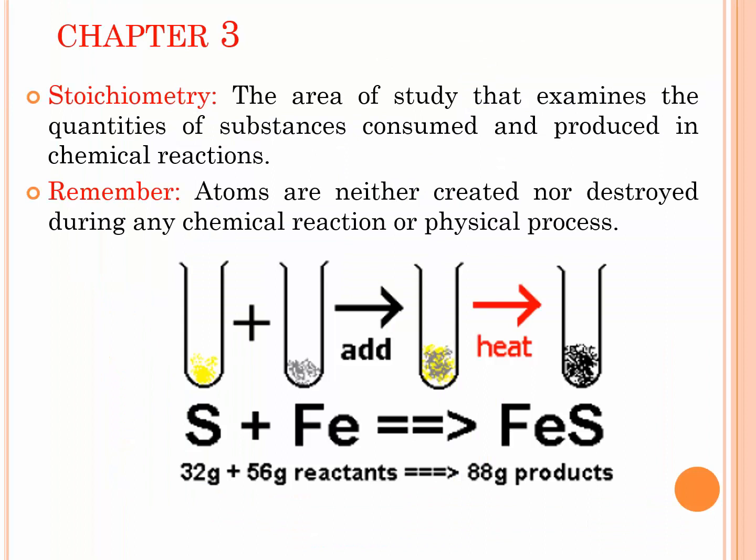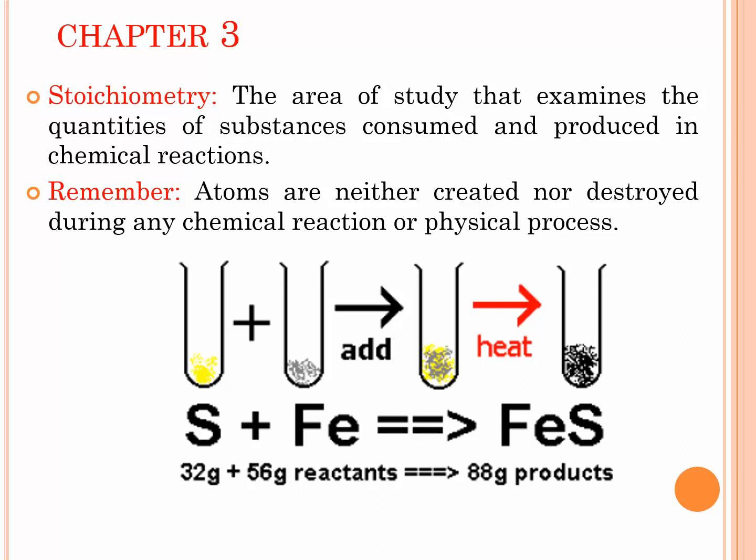Stoichiometry is the area of study that examines the quantities of substances consumed and produced in chemical reactions. It is built on an understanding of atomic masses, chemical formulas, and the law of conservation of mass. Remember that atoms are neither created nor destroyed during any chemical reaction or physical process.